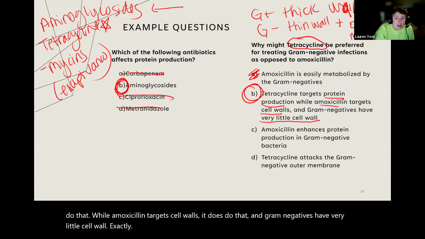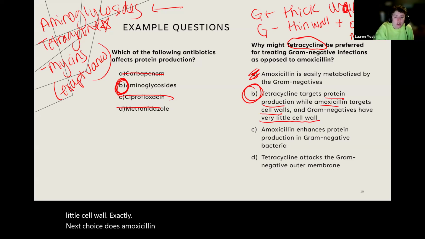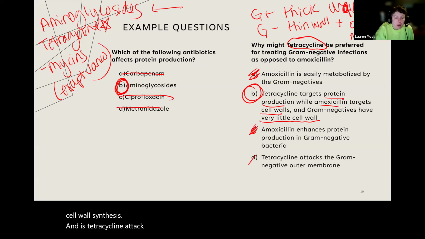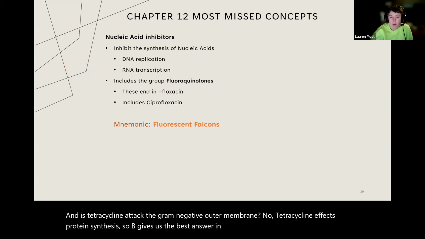Next choice, does amoxicillin enhance protein production? No, amoxicillin stops the cell wall synthesis. And does tetracycline attack the gram-negative outer membrane? No, tetracycline affects protein synthesis. So B gives us the best answer in this particular situation.